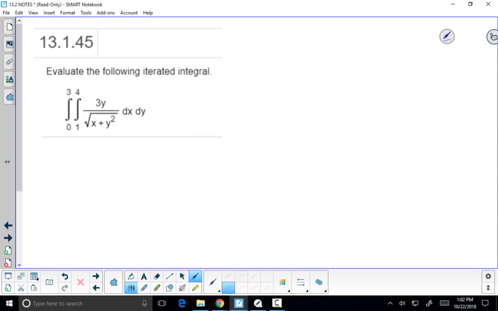Okay, so we can either integrate with respect to x or integrate with respect to y first. It doesn't really matter. Both are possible here. So let's suppose we want to integrate directly without switching the order of integration. Let's suppose we want to go with the x. So what I would do is think of this as follows.